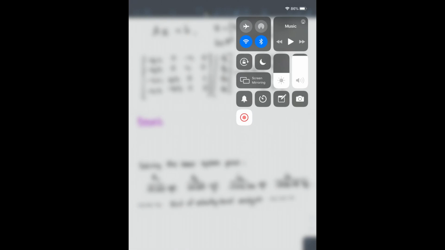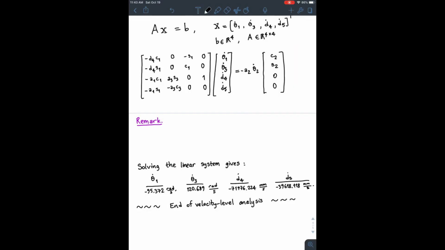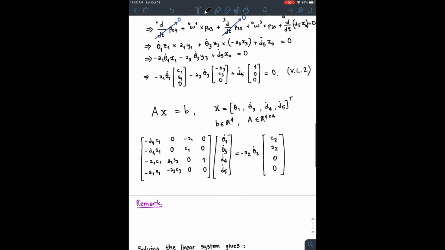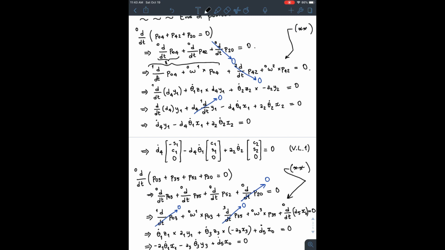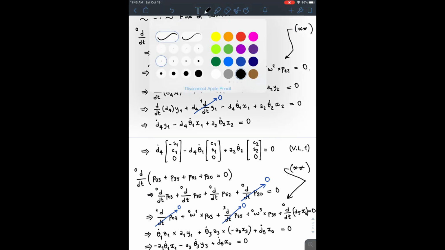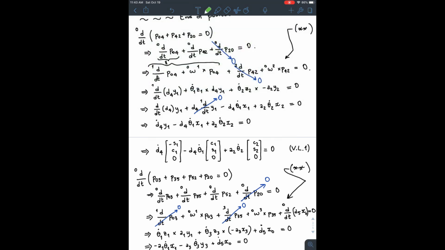Let us continue with the acceleration level analysis. Before we get in there, I want to make a remark, so I made some room for the remark here. If you recall from the velocity level analysis, we had this term. Let me mark it for you. This one right here. This one right there: d/dt in 1 of p04.